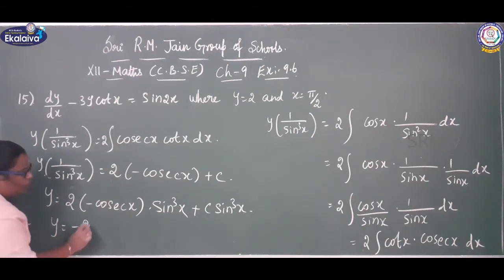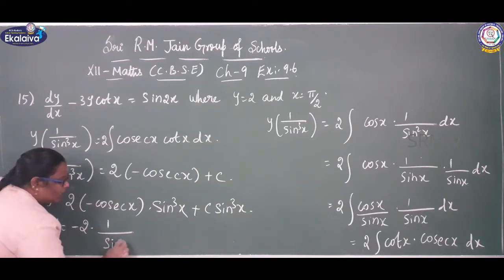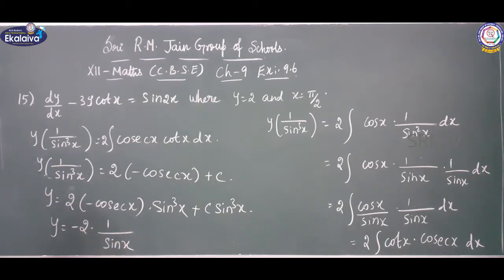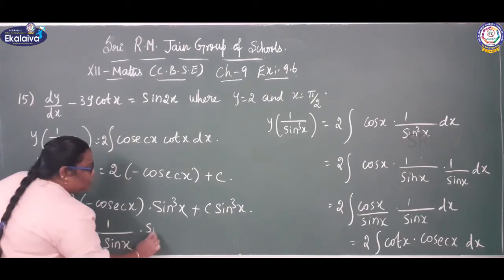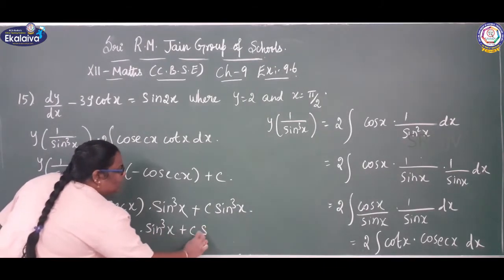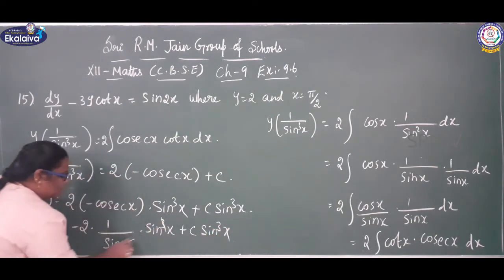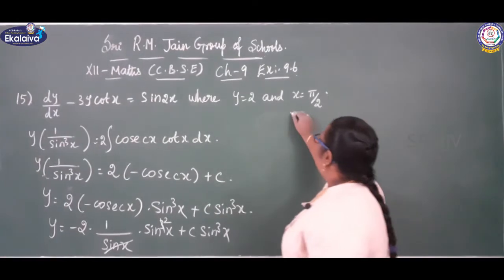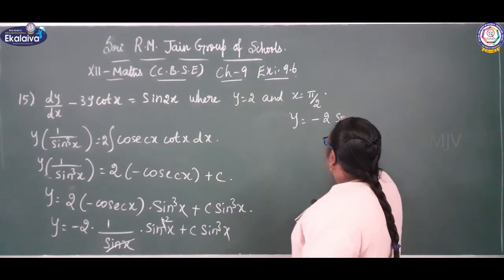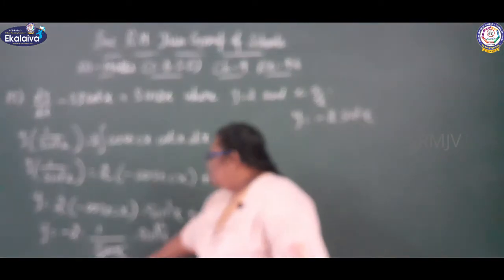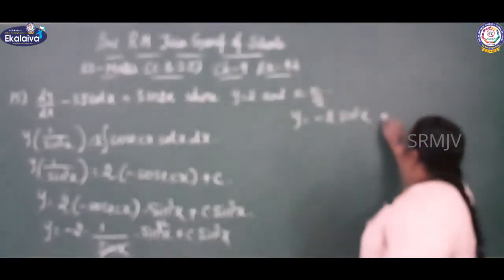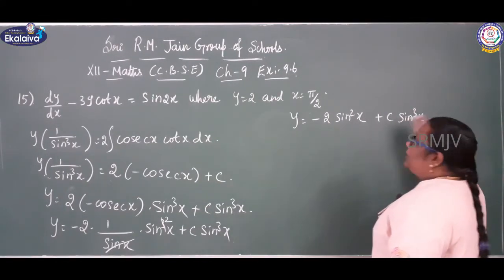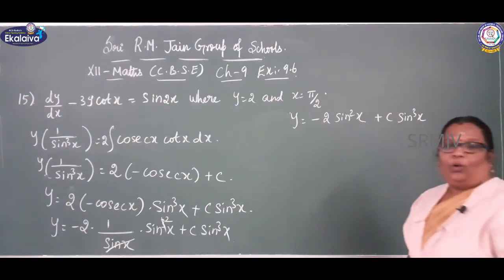y equal to minus 2 into 1 by sine x. Cosecant is nothing but what? Inverse of sine. 1 by sine x into sine cube x plus c into sine cube x. You cancel the value. So this is the value of y equal to minus 2 sine square x plus c into sine cube x. But the values are given. We want to find out the value of c also.